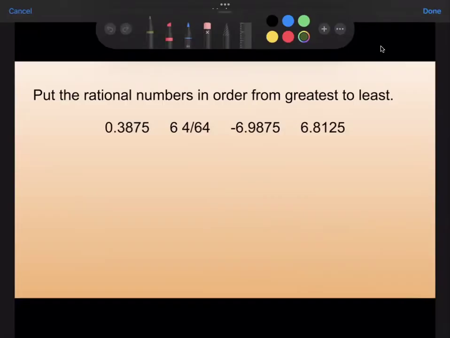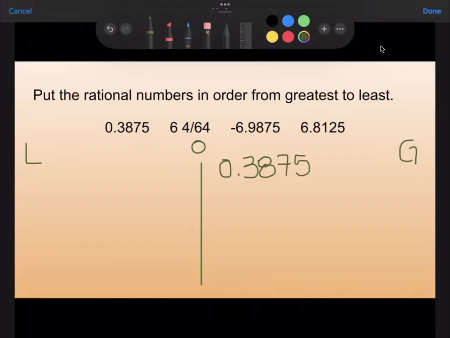Okay, here is the last one for today's video. We're going to put these rational numbers in order from greatest to least again. So I'm going to start by doing least to greatest, and then we'll flip the order at the end. I'm going to put a 0 line right here in the middle so I can sort by positive and negatives. So this number 0.3875 is positive. So is 6 and 4 over 64.